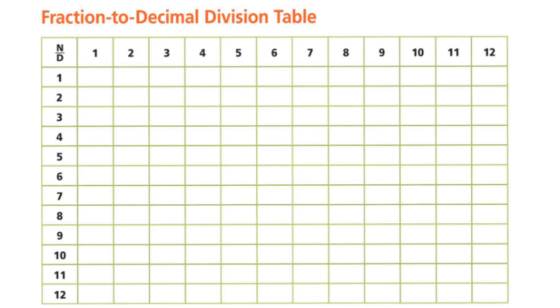So anytime you have a denominator of 1, this would be like 1 over 1, and that would equal 1, okay? 2 over 1 would equal 2. 3 over 1 would equal 3. And then so forth, 4, 5, 6, 7, 8, 9, 10, 11, and 12. Not too bad, all right?